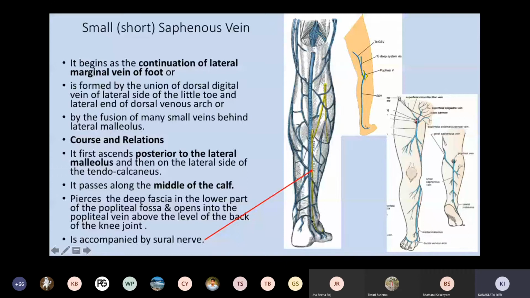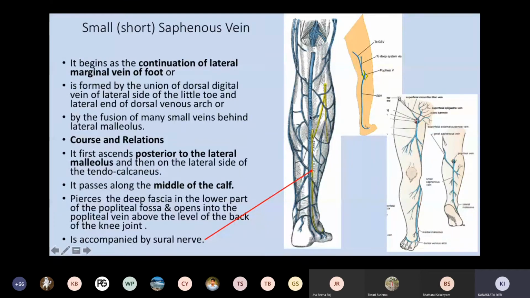Now, when it is formed, it goes upwards. Remember, this is the lateral malleolus and it is posterior to the lateral malleolus. The great saphenous vein was anterior to the medial malleolus. Are you following me? Yes, ma'am. Good. So it goes posterior to the lateral malleolus and travels up almost the middle of the leg, on the posterior side. Then it keeps going towards the popliteal fossa. This is the popliteal fascia. It pierces the popliteal fascia and enters the popliteal vein.